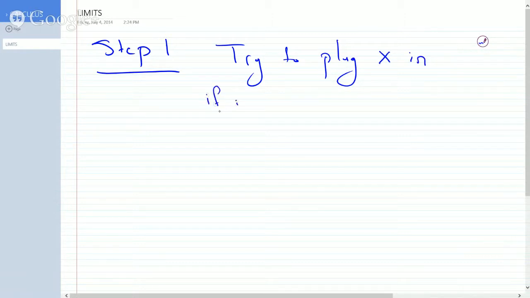Step 1, straightforward plug in. So try to plug it in. Try to plug x in. And I mean plug in the value of x. If it works, that's it. If it works, we're done. Okay? So this is always the first approach. Example on this.